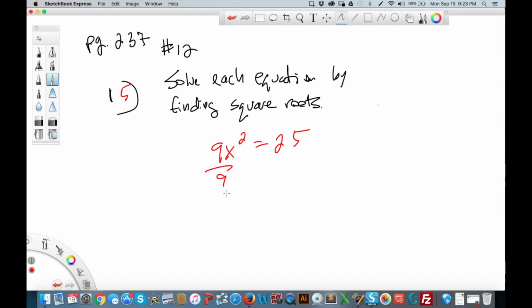x squared. What's 25 divided by 9? It's a decimal. Well, this will get me the decimal. Yeah, but that's not what you want to do. So you have x squared equals 25 over 9. But do you notice how 25 is a perfect square? What does that mean?